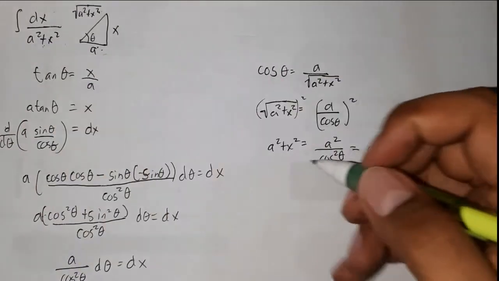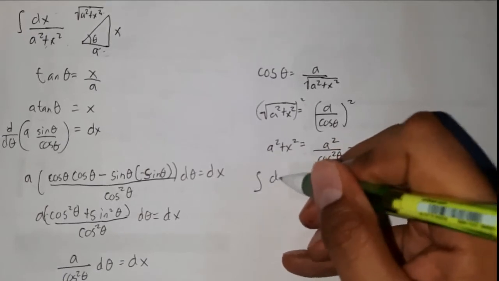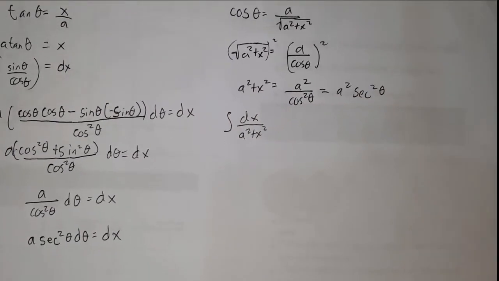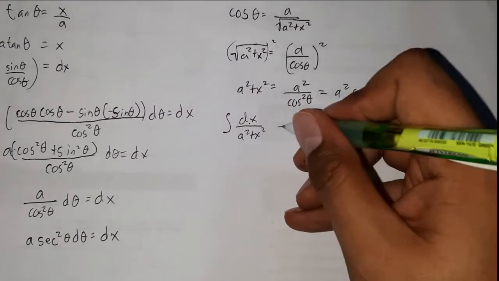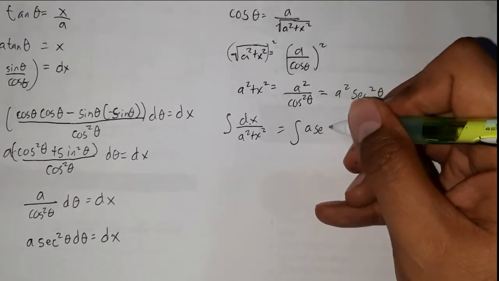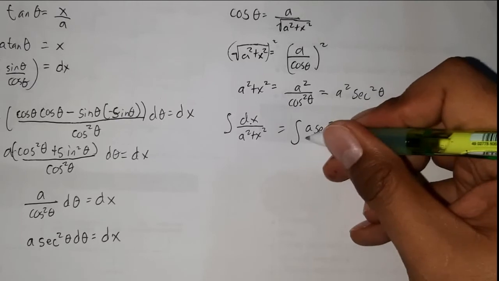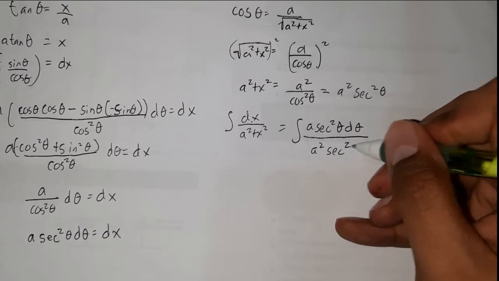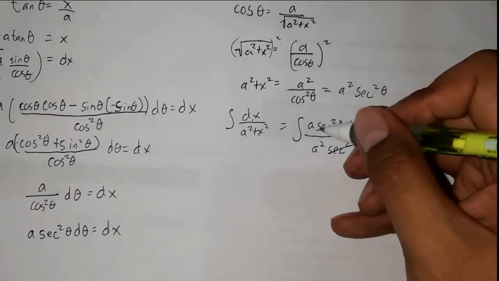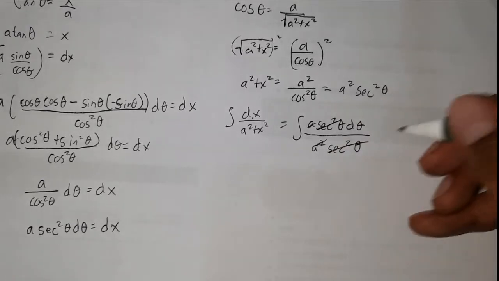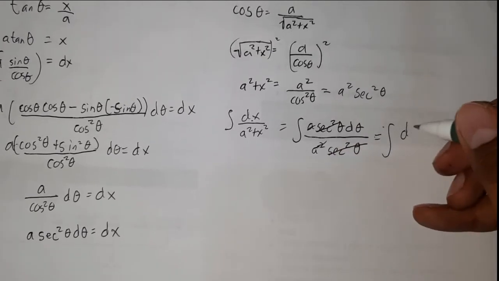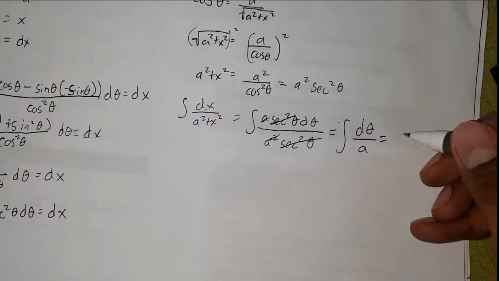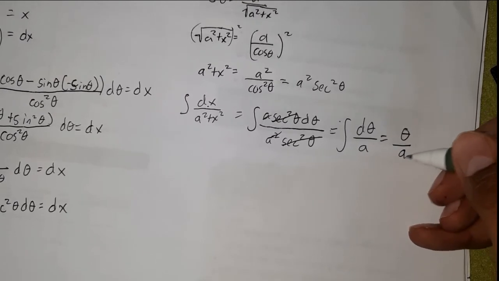Okay? Yan. So, pag ganyan, ang kailangan lang naman natin gawin, i-substitute na natin siya. Okay, so, i-rewrite ko lang to. Dx for a squared plus x squared. Okay. So, si dx, ito lang naman yan. Squared theta, d theta, over ito, which is a squared secant squared theta. So, cancel. So, integral of d theta over a, which is theta over a plus c.